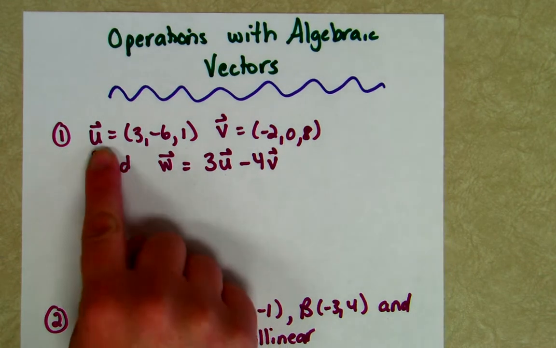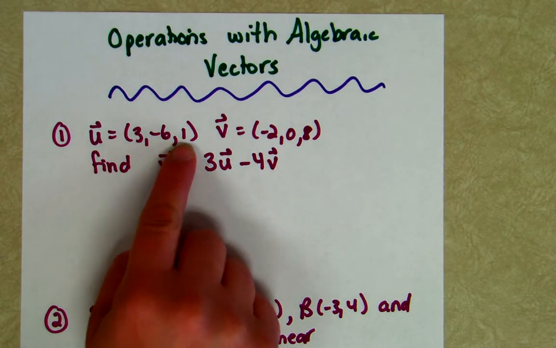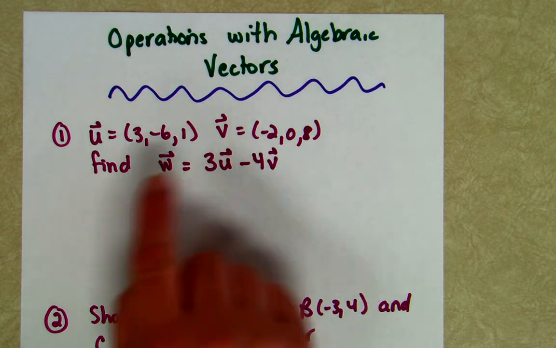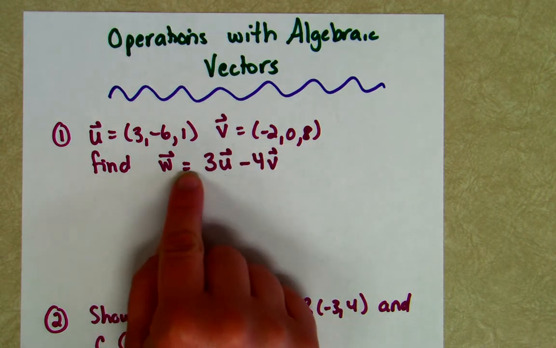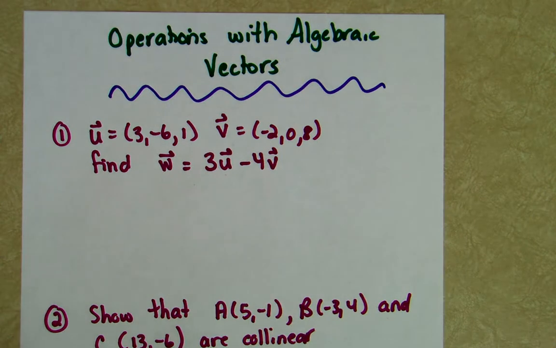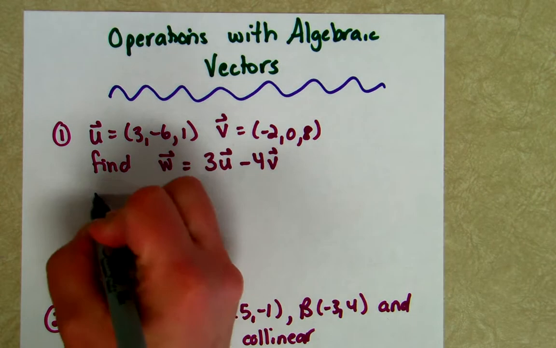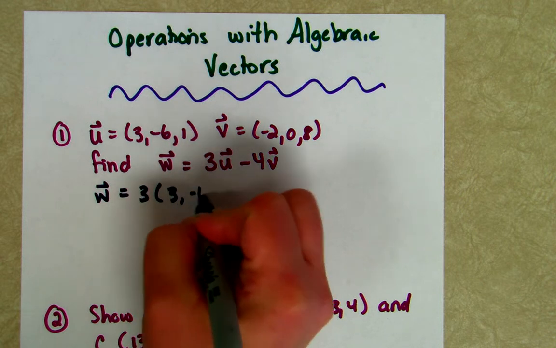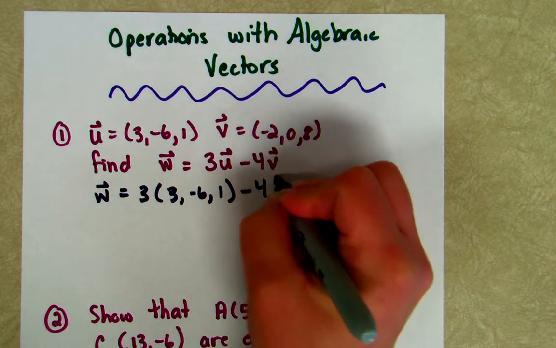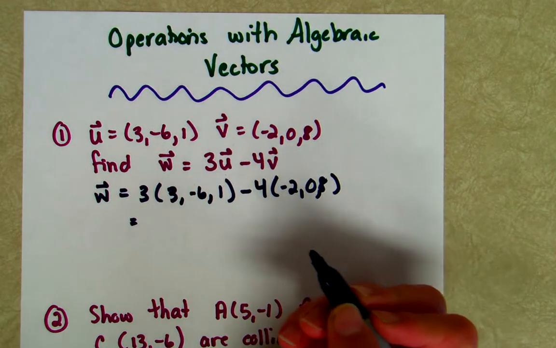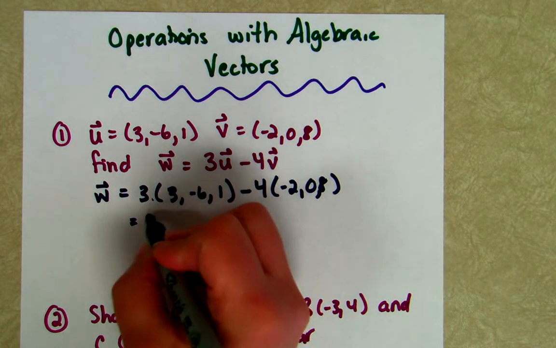So if we have a vector u that's represented by 3, negative 6, 1, and a vector v that's represented by negative 2, 0, 8, we want to find w equal to 3u minus 4v. So 3 and 4 are scalars, which means I can just do scalar multiplication. So 3u becomes 3 times 3, negative 6, 1, subtract 4 times negative 2, 0, 8. The distributive property means I can distribute those scalars in.